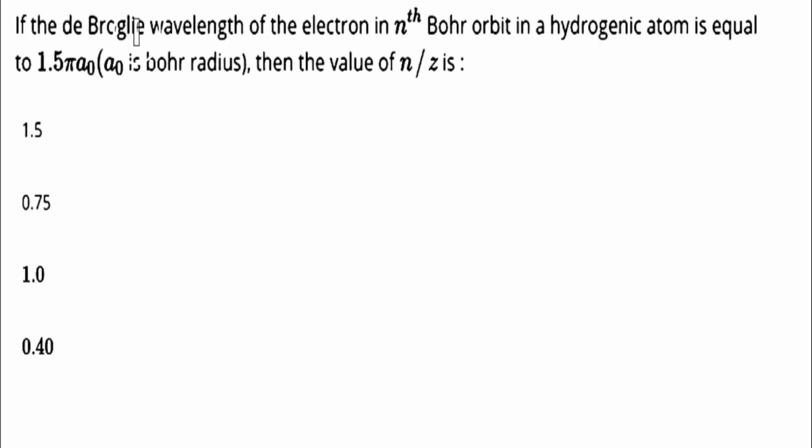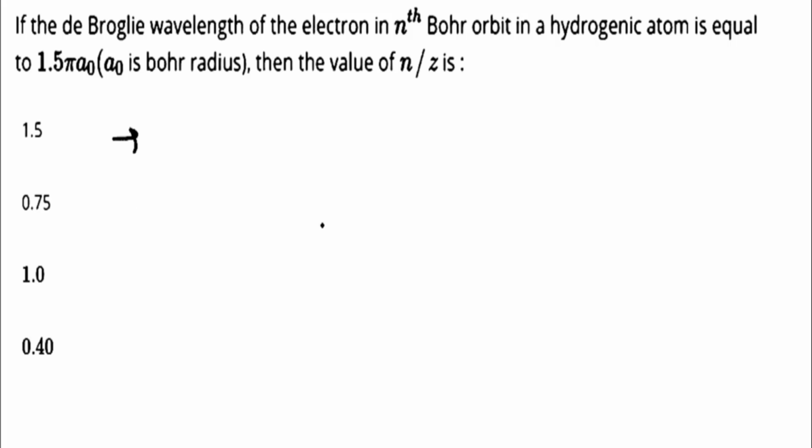Our question is: if the de Broglie wavelength of an electron in the nth Bohr orbit in a hydrogenic atom is equal to 1.5 pi a naught, where a naught is the Bohr radius, then the value of n by Z is? Here, first we know about the theoretical part.